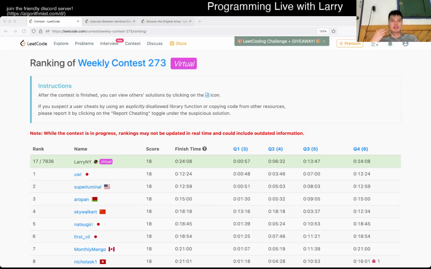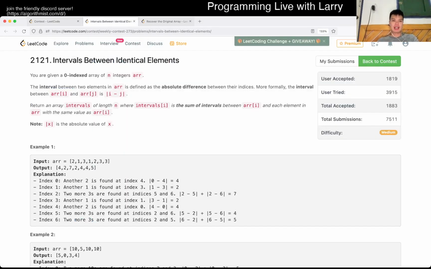This is me going with Q3 of the weekly test 273, intervals between identical elements.